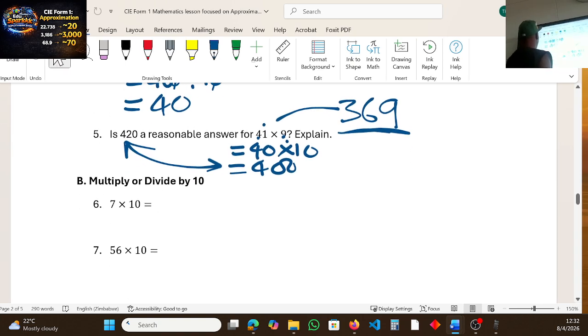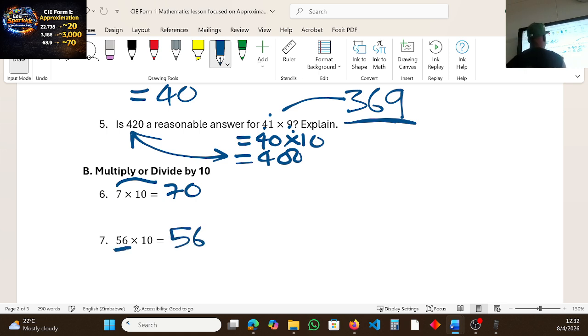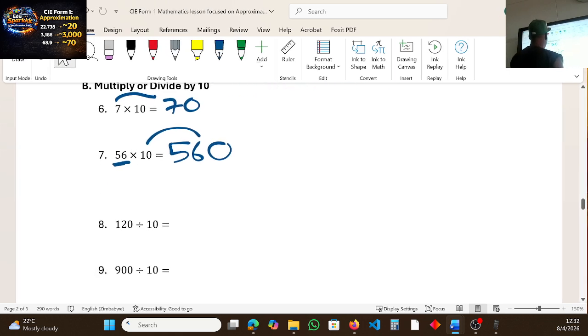Then moving to multiplication or division. Like we did, 7 times 10, we just take the first value, which is 7. We postfix with a 0, it gives us 70. Same applies here, we are multiplying. We take the first one, 56, we postfix with a 0, it gives us 560.